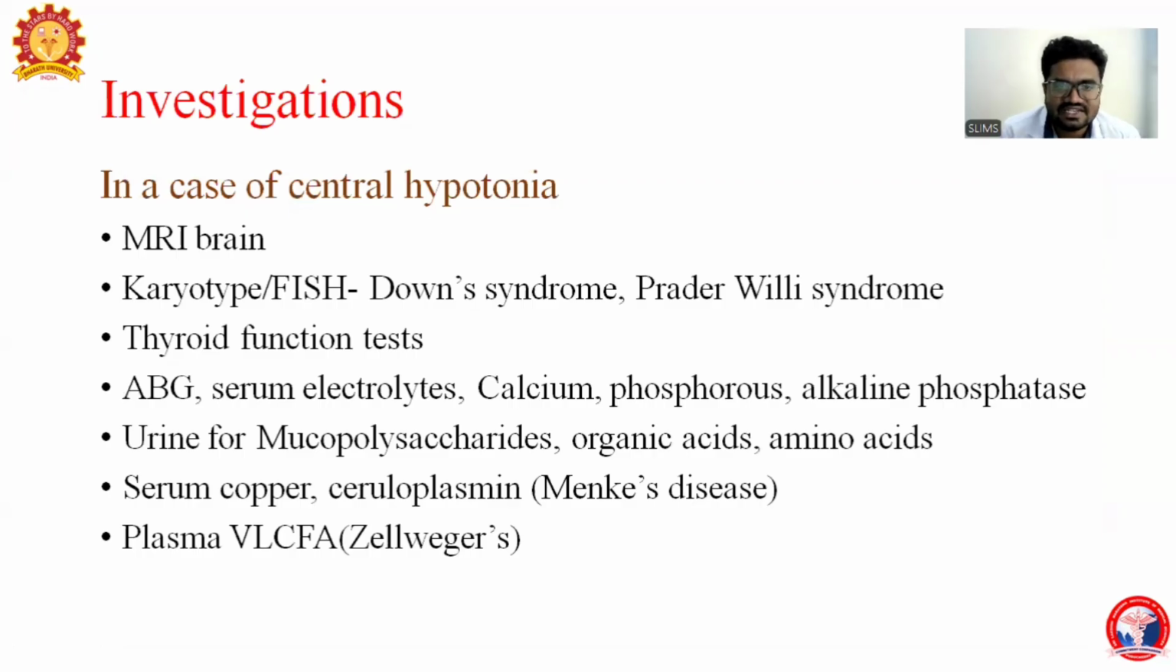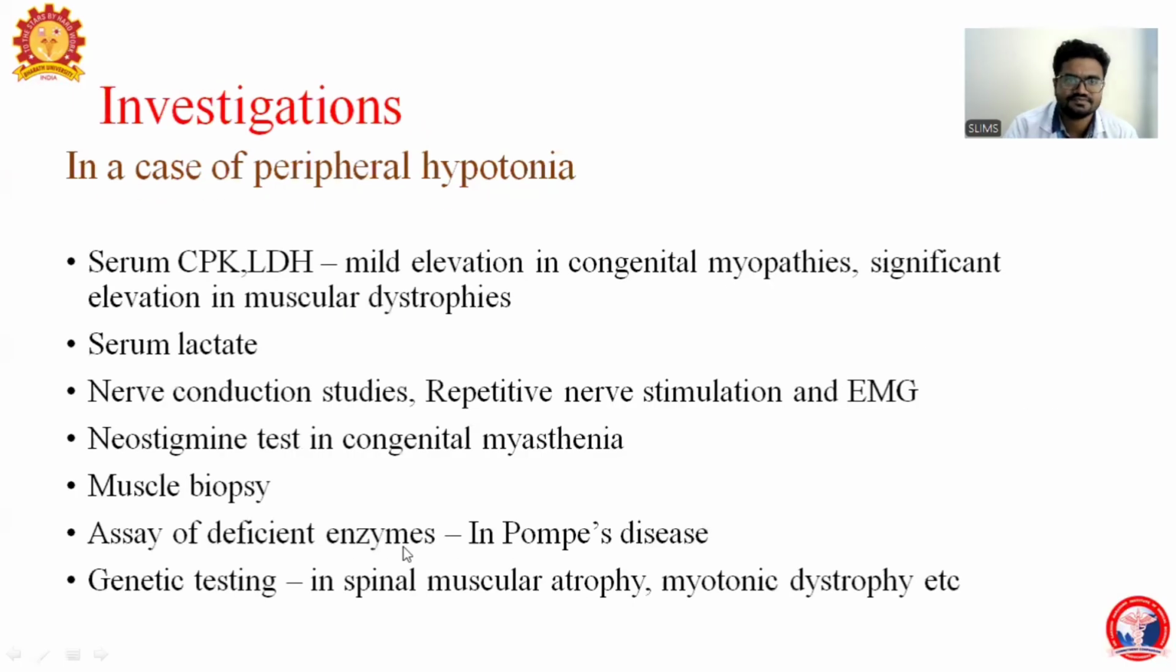So the investigations have to be done in case of central hypotonia. So what are the causes? Hypoxic ischemic encephalopathy, you have to do an MRI brain. Down syndrome, karyotyping has to be done. Hypothyroidism is suspected, TFT has to be done. For electrolyte abnormalities, do electrolytes. Check urine for mucopolysaccharidosis, organic acidemias, and Wilson's disease and Menkes disease. Check serum protein and ceruloplasmin, and plasma very long chain fatty acids for Zellweger syndrome.